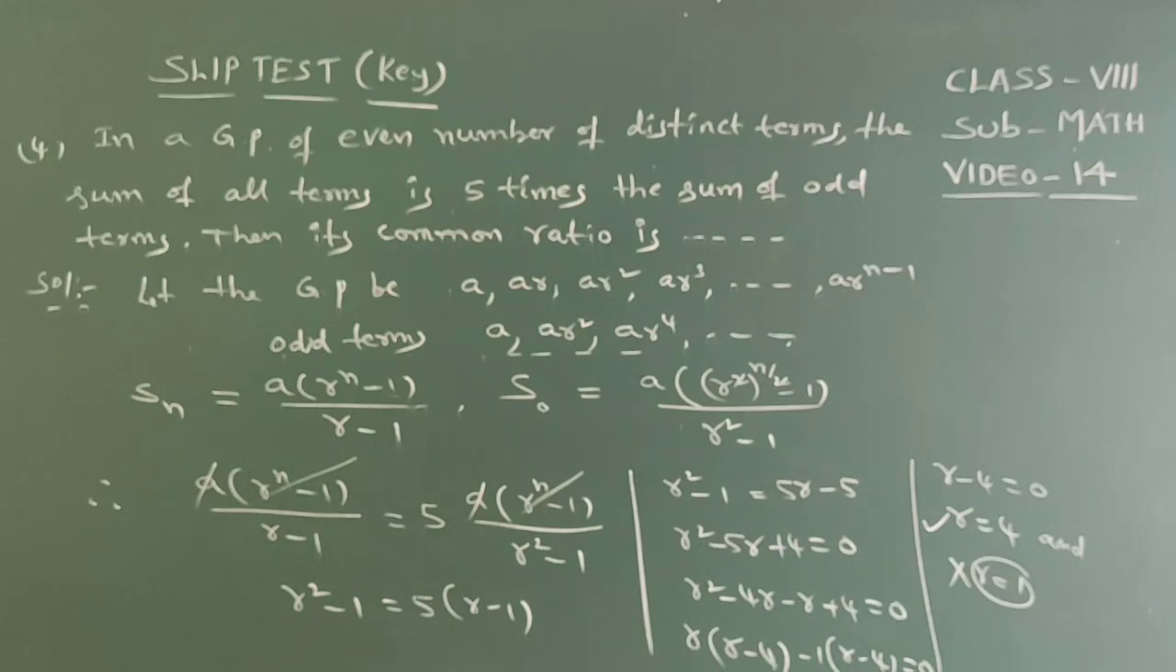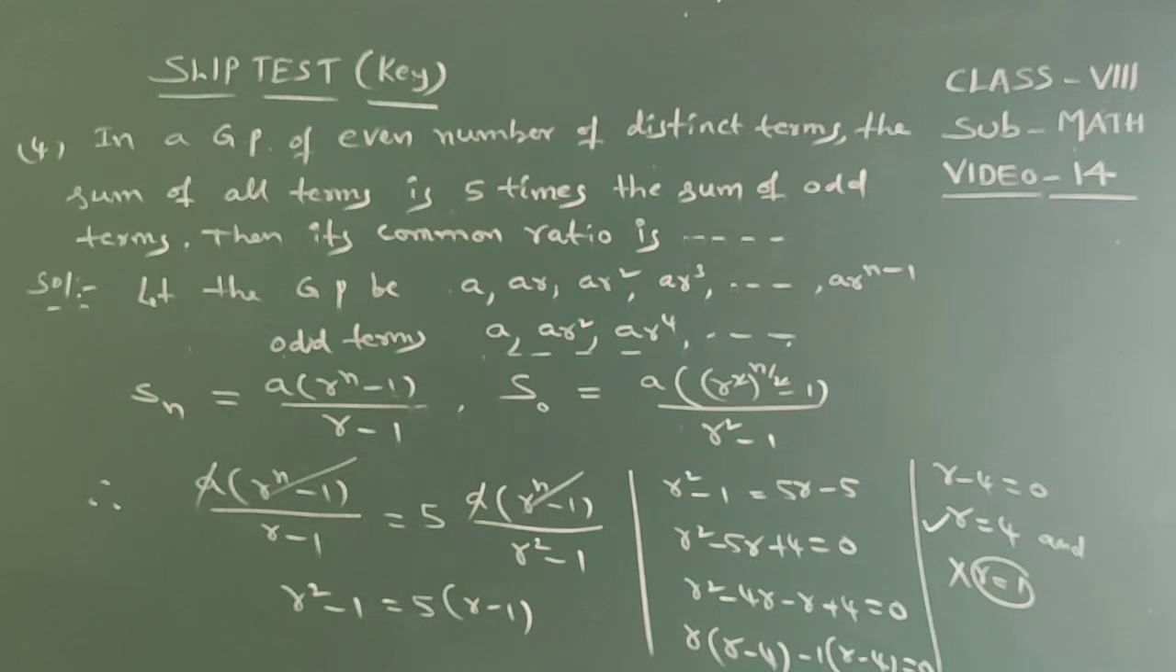Here 1 by R minus 1 equals 5 by R square minus 1. Cross multiplication: after cross multiplication, R square minus 1 equals 5 into R minus 1. Here R square minus 1 equals 5R minus 5. If you transfer 5R and minus 5 to the LHS, R square minus 5R, here minus 5 becomes plus 5 and minus 1 we have, that's why plus 4 equals 0. 4 in terms of 5 means 4 ones. So R square minus 4R minus R plus 4 equals 0. If you take R common, R minus 4, minus 1 common, again R minus 4 equals 0. Then R minus 4 equals 0, R equals 4.